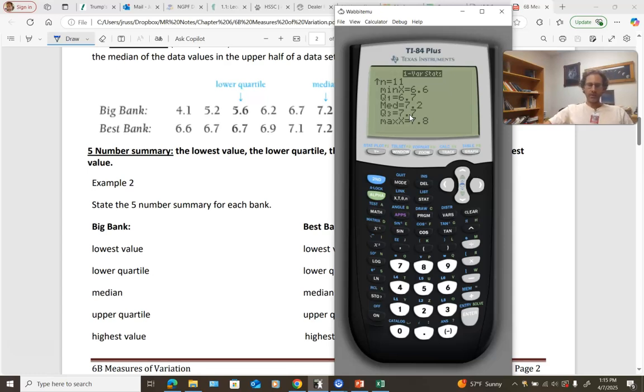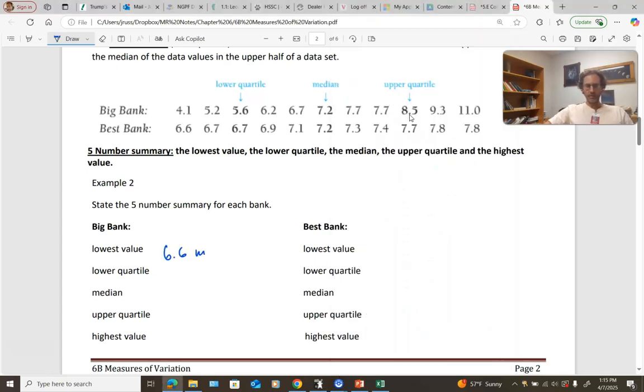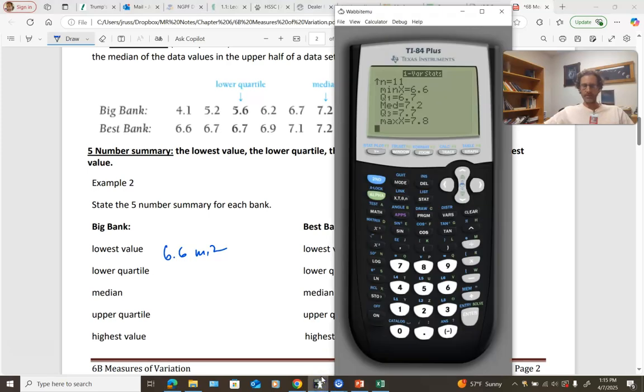So the minimum, or the lowest value, is 6.6 minutes. The lower quartile, of course this is pointed to here in your notes, but the lower quartile is 6.7 minutes, okay, right here.